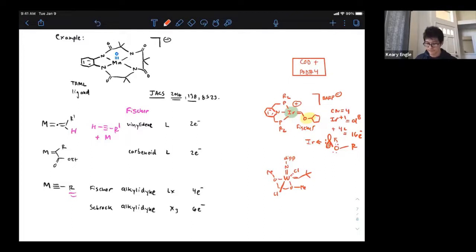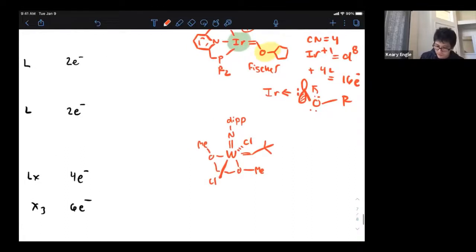1, 2, 3. A lot going on in this one. So let's just take it one step at a time. Don't panic. Let's first just inspect this carbene part of it.